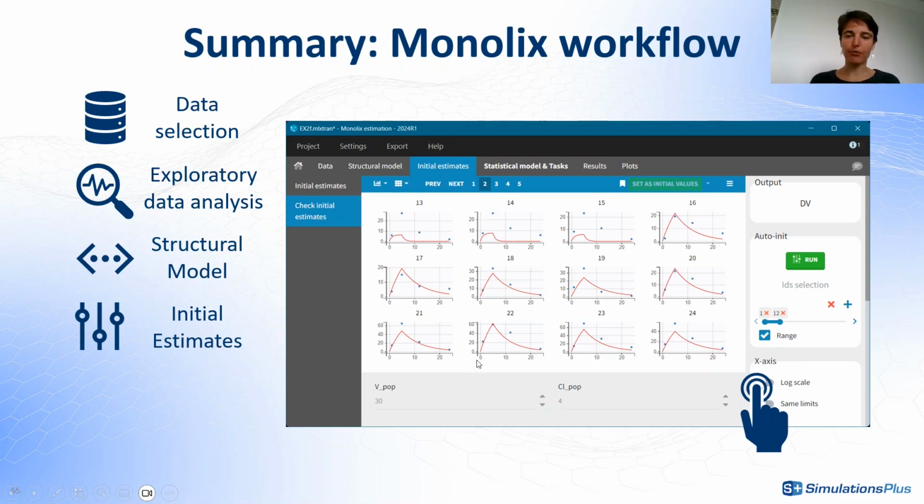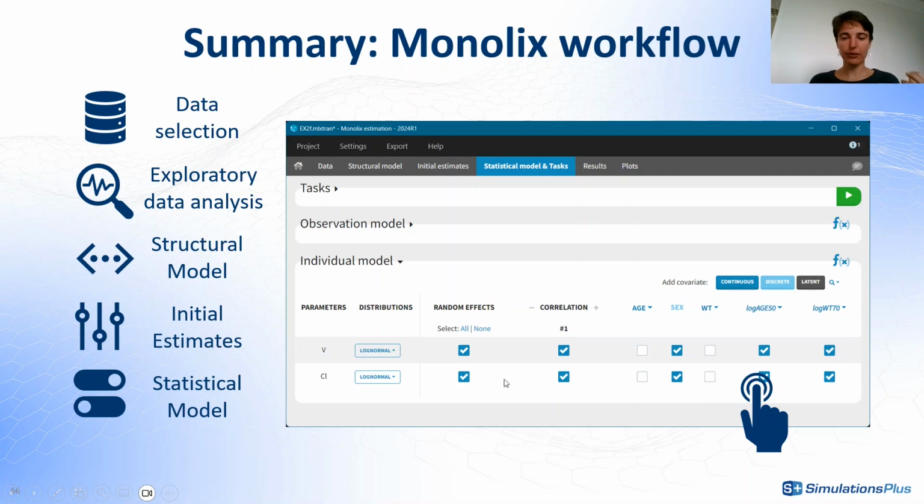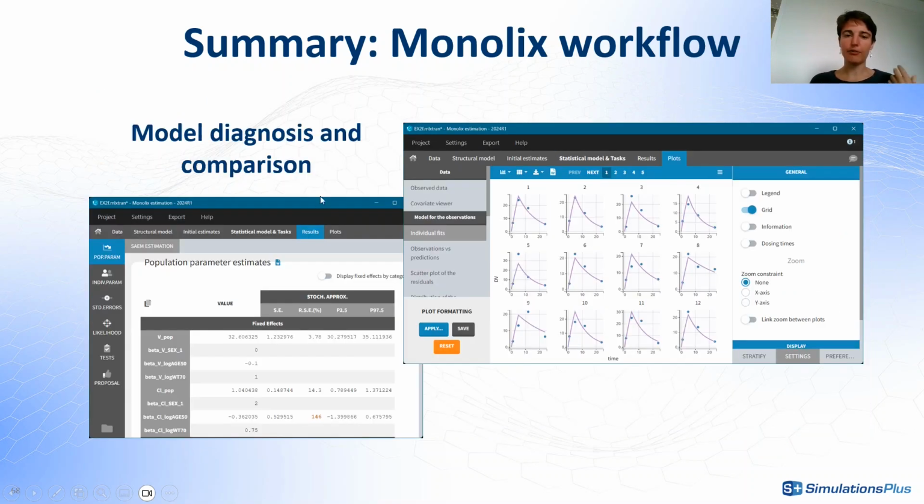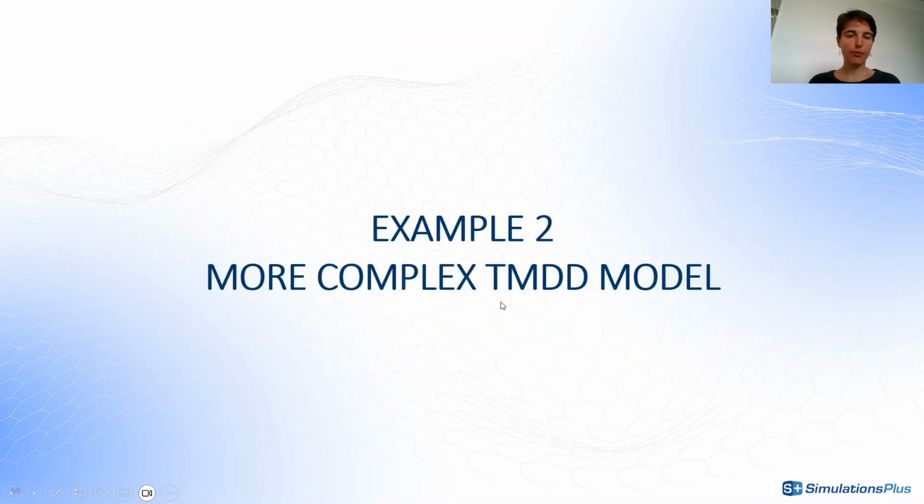What I have shown to you before is to choose values by yourself, typing the value, but we have also a very nice display of those with the auto init button that does a pooled fit to find good initial values. Then you define your statistical model. And then you can run, and you really have all the results directly in the graphical user interface so that it's really convenient to interpret them. So that was our first example.